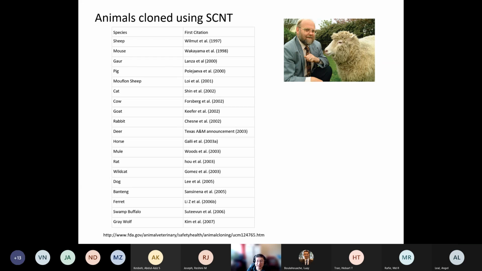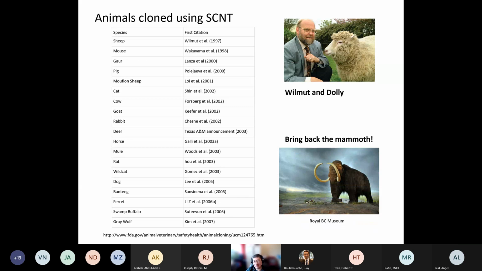So Wilmut, the scientist, first used this technology to develop Dolly. You remember in the very first class, I mentioned that. And Dolly was named after Dolly Parton. And after that, as shown on this table, there were many cloning efforts going on. The table is not updated. It's up to 2007, just 10 years of time. You see mouse, pig, cat, cow, goat, dog, all those things get cloned.